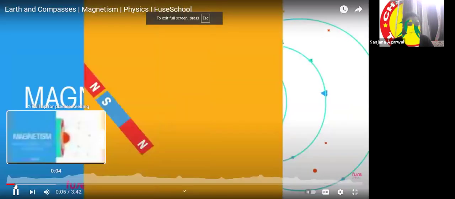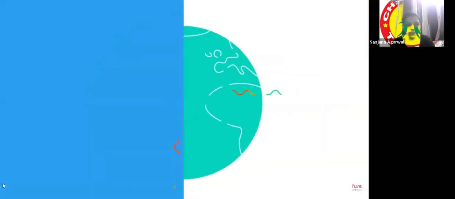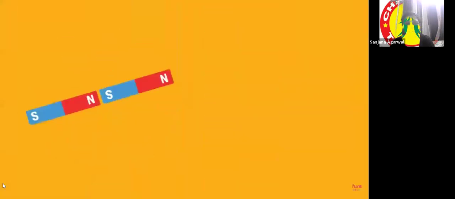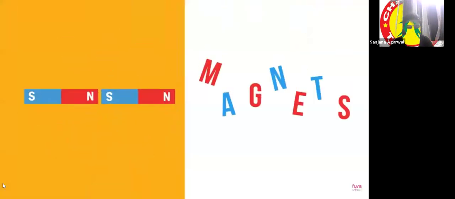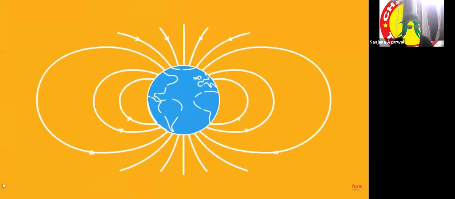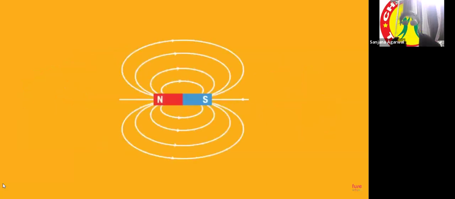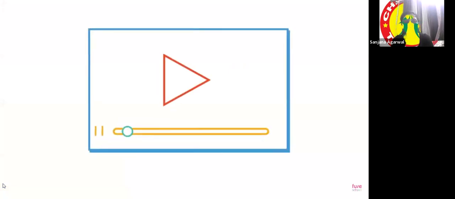Perhaps you've played with bar magnets, or have a magnet on your fridge. But did you know that the Earth is a giant magnet? In fact, this is how compasses work. In this video, we're going to look at Earth's magnetic field and compasses in more detail. But first, you need to know a little more about magnets, such as magnets have a north and south pole, and a magnetic field shaped like this. You may want to watch this video for a quick recap.